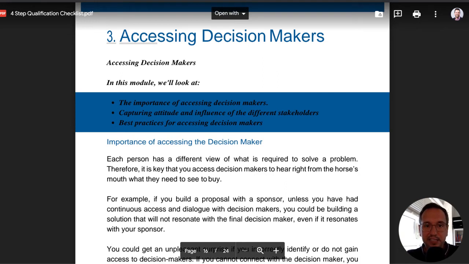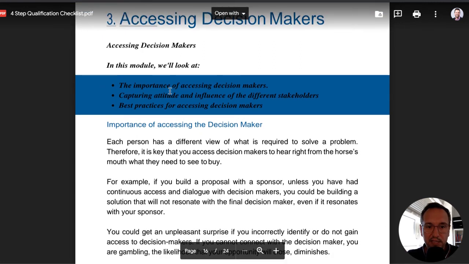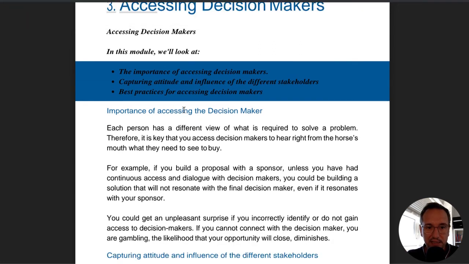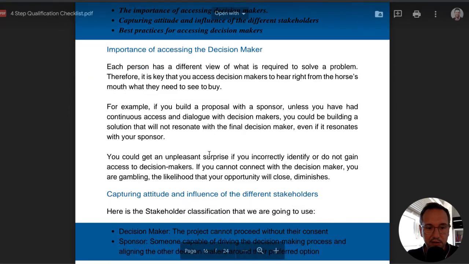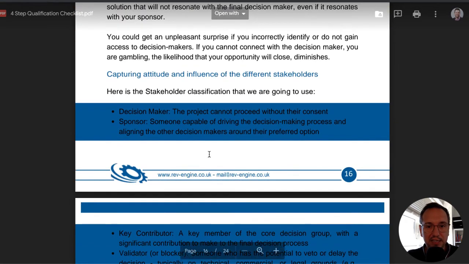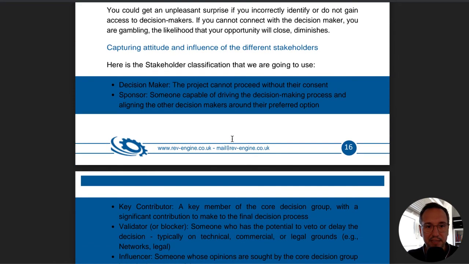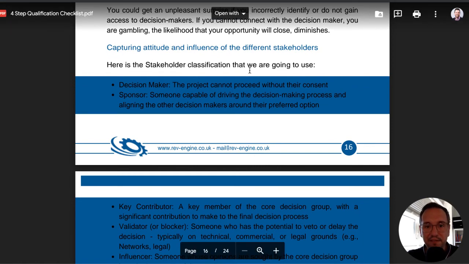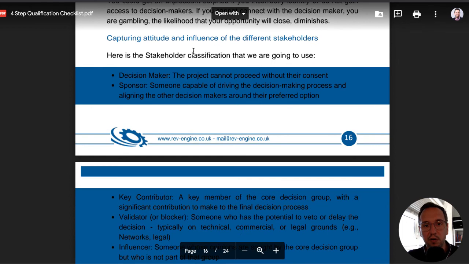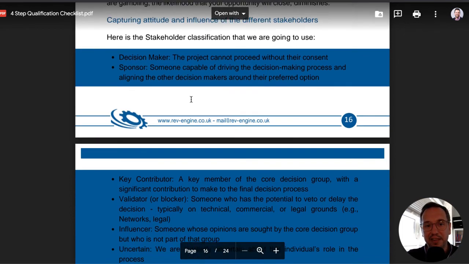But okay, let's go to the access decision makers material. So this is what you're going to get in this module. This is the importance, and then we start getting into the meat of things. Capturing attitude and influence of different stakeholders. So what are the different stakeholders that you could have in there?